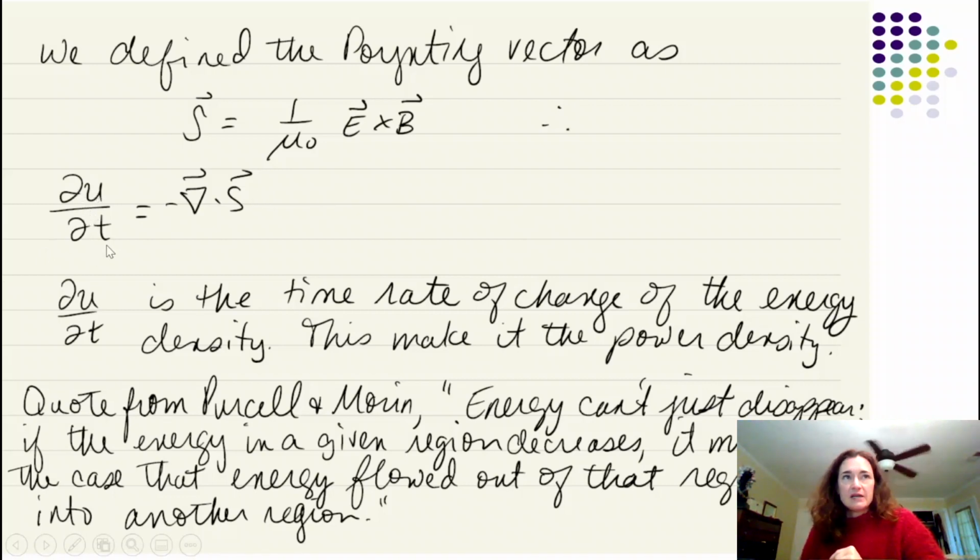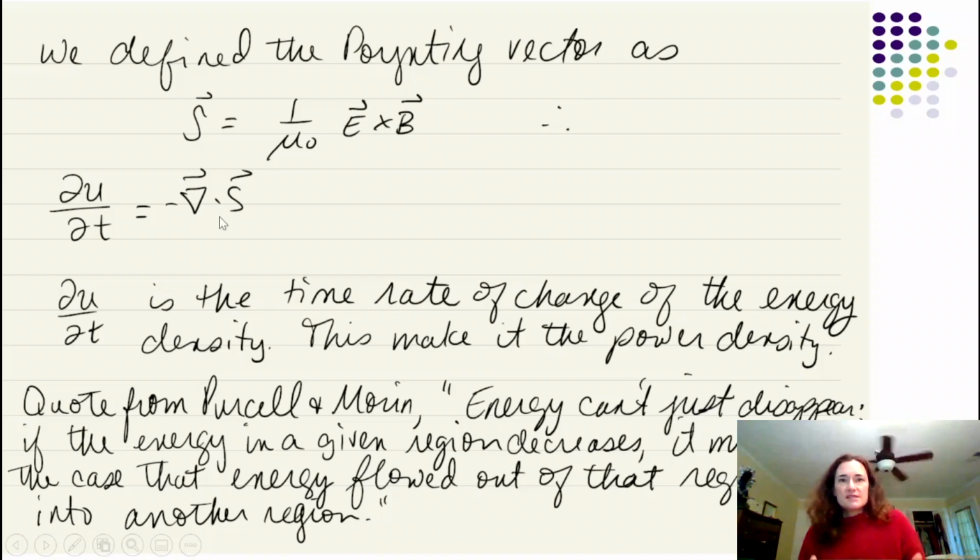Partial u with respect to t is the time rate of change of the energy per unit volume. Okay? So it's a power density. Okay? Now, my Poynting vector here, you can see here that it's the negative divergence of s. Okay? Now, remember, s was a power per unit area. But then I take a derivative of that, and when I take a derivative of a power per unit area, I get a power per unit volume. So you can see that these two things are equal.